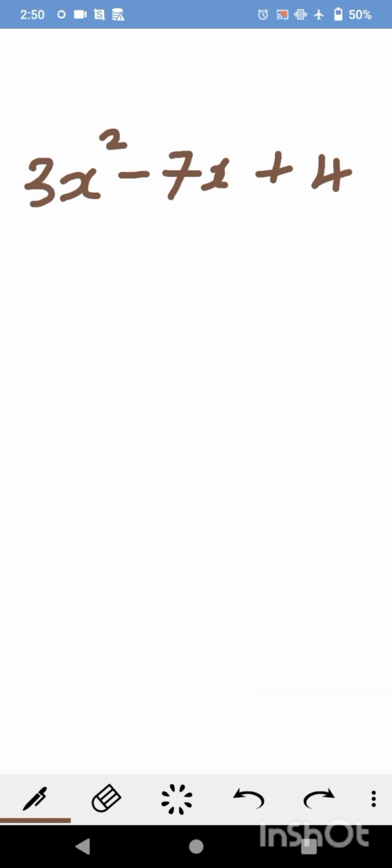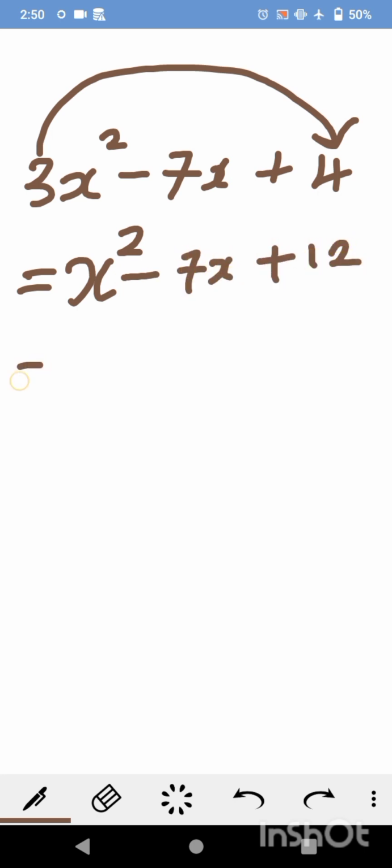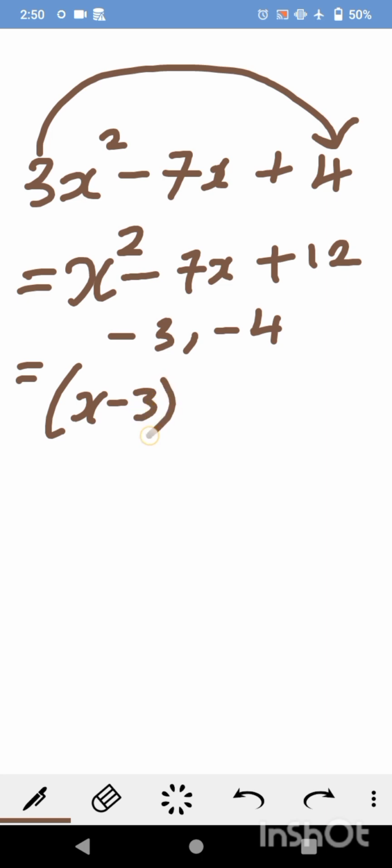Alright, so the next example we are going to look at is how to factorize this one. Like we have been doing before, the 3 will have to multiply the c, so we have 12. So our quadratic becomes x squared minus 7x plus 12. If you continue, look for our product factor and sum factor. It's going to be minus 3 and minus 4. So we'll put the first one, x minus 3, put the second one, x minus 4.